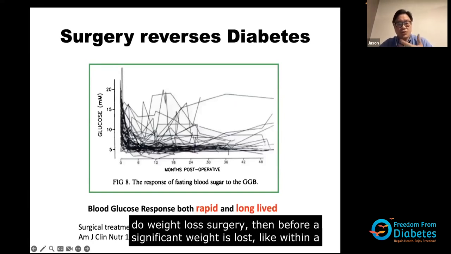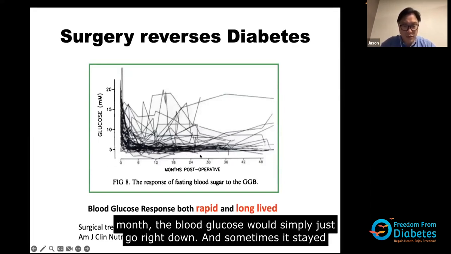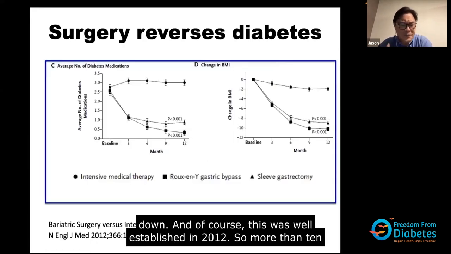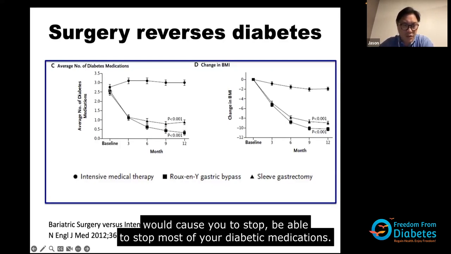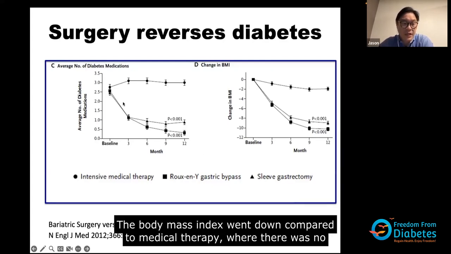So if you do weight loss surgery, then before a significant weight is lost, like within a month, the blood glucose would simply just go right down. And sometimes it stayed down. And of course, this was well established in 2012, so more than 10 years ago. What you see is that the Roux-en-Y bypass and sleeve gastrectomy would cause you to be able to stop most of your diabetic medications. The body mass index went down compared to medical therapy where there was no change.